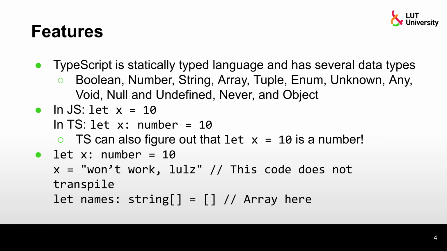Similarly, if you want to have an array of strings, you define let names, and the type is string array, and then you are giving an empty array as a value to this names variable. You could not just define an empty array, because it would not have a type, but here we are defining that this array will have strings inside.